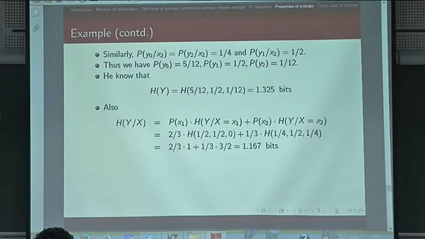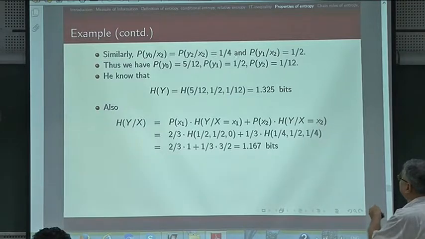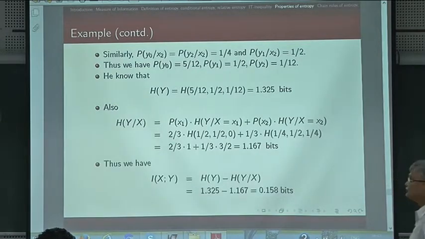Now find the uncertainty in Y given X. Go from the definitions, H(Y given x1) and H(Y given x2). H(Y given x1) we have already computed: half, 0, remember the last line on the previous slide, and then here 1 by 4, half, 1 by 4. These are the two uncertainties, and p(x1) is 2 by 3, p(x2) is 1 by 3. We compute this and we get H(Y given X) as 1.167. So what is the mutual information between X and Y? Subtract from H(Y) the value H(Y given X).